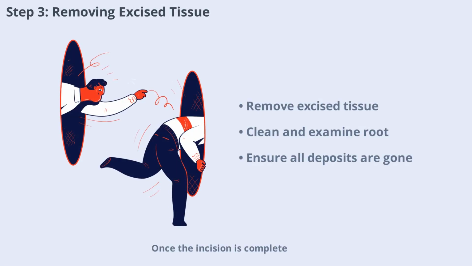Once the incision is complete, the excised pocket wall is carefully removed. The area is then cleaned, and the root surface is closely examined for any remaining deposits. This step ensures that all diseased tissue is eliminated and that the root is free of calculus or other debris, which is essential for proper healing and the prevention of future periodontal problems.